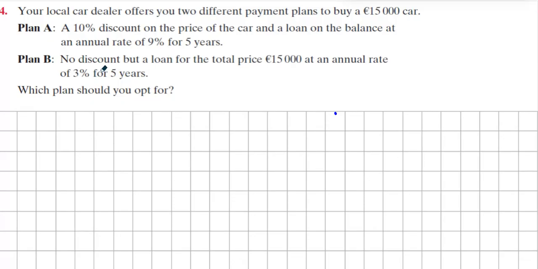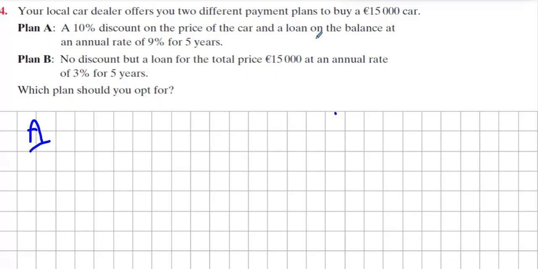Does it say anything about monthly? Monthly payments or anything like that? So I think we can assume yearly payments. Okay, so we can go for yearly payments. So we'll go for plan A.